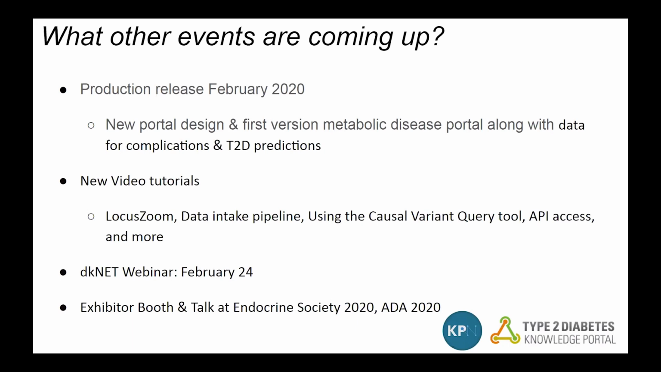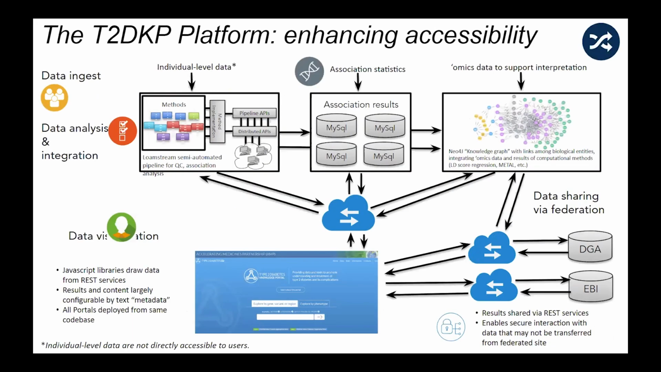So turning to today. I think I've showed this slide at many webinars in the past. This is the software platform that powers the portal. So you have the place for data ingest, analysis, and integration with both individual and summary level statistics. And these are all stored in a knowledge graph database with all the integrated results from the computational approaches we run. We also have federation with DGA and EBI. But this all comes together in the lovely and elegant portal that you see and interact with every day.